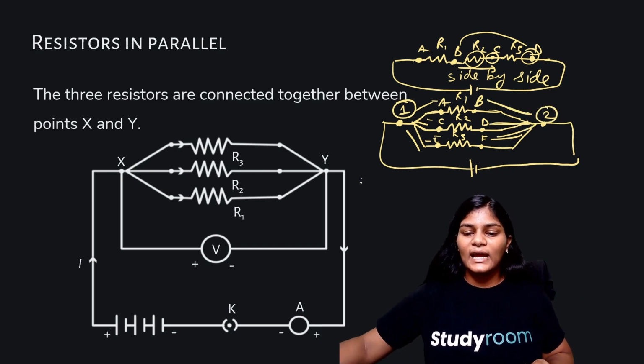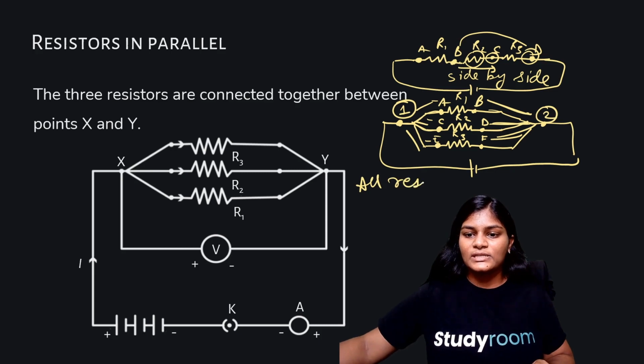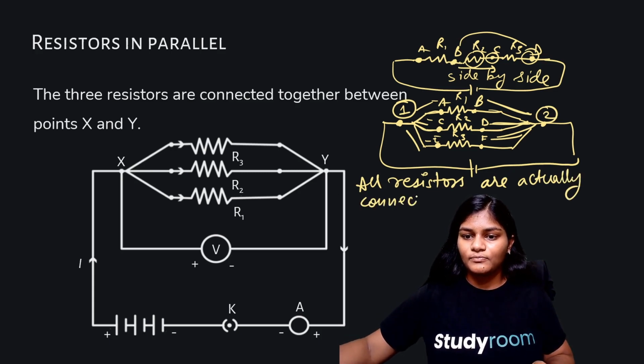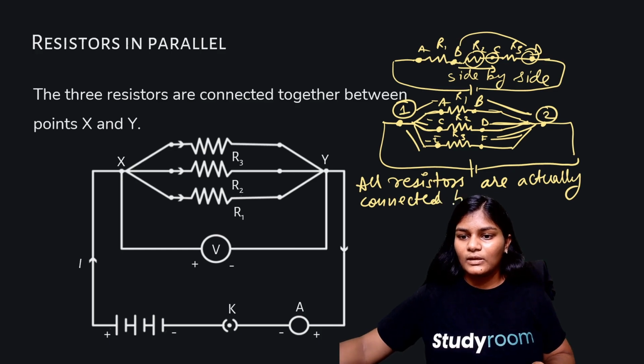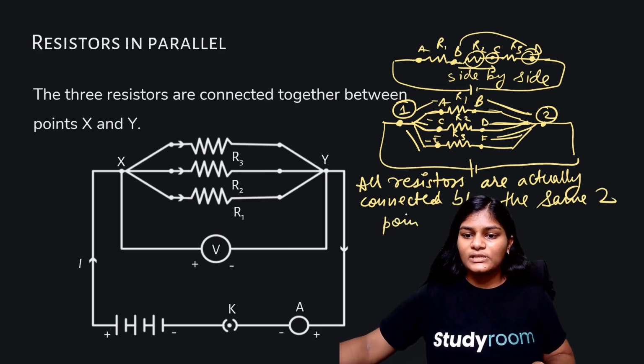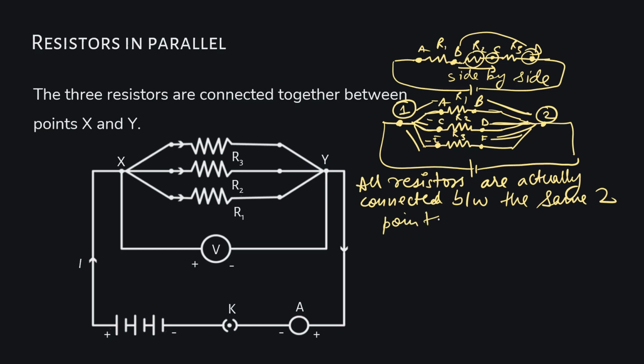And all the points on the right side of the resistors are connected to one common point, which is 2. So we can say that all resistors are actually connected between the same 2 points. This is a very important 3-star point. Why? Because this is the point that we are going to use when we derive the formula for the equivalent resistance, the combined resistance for parallel.